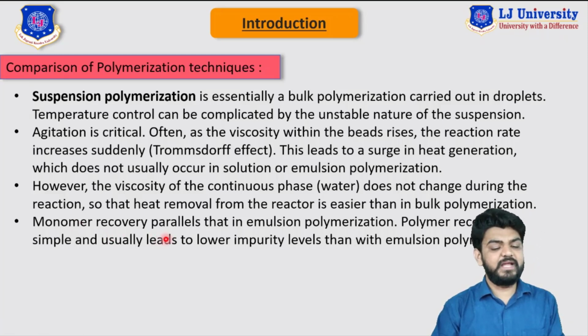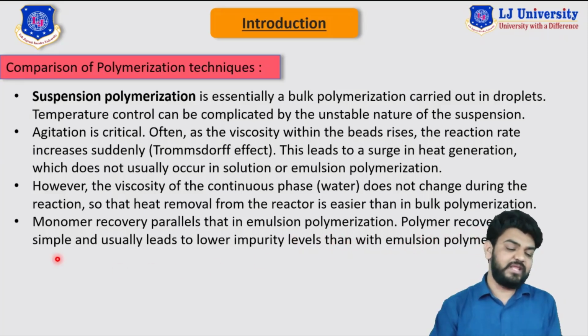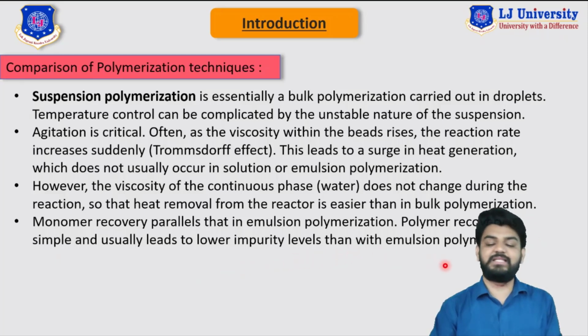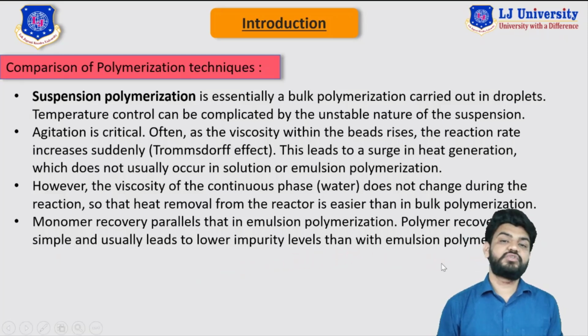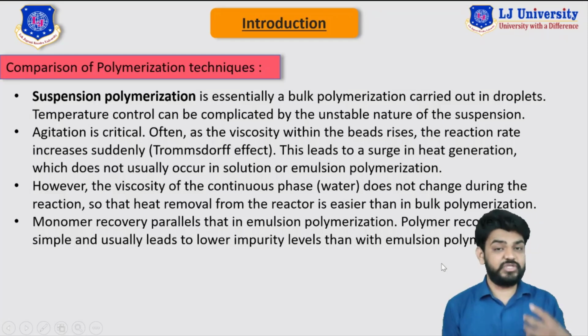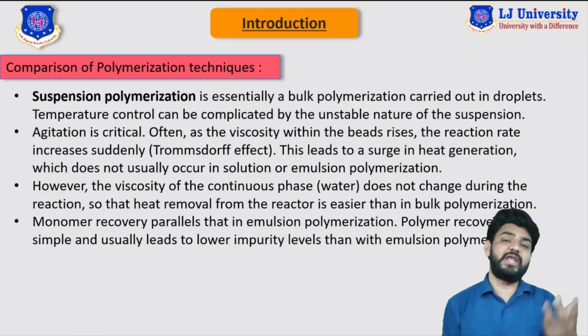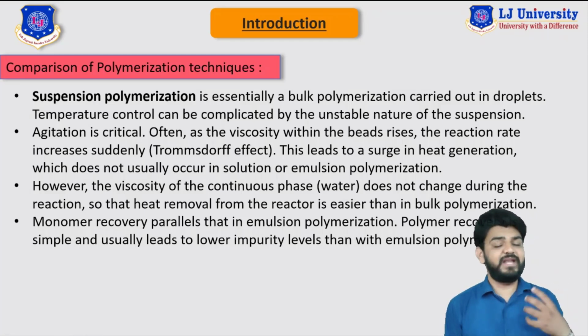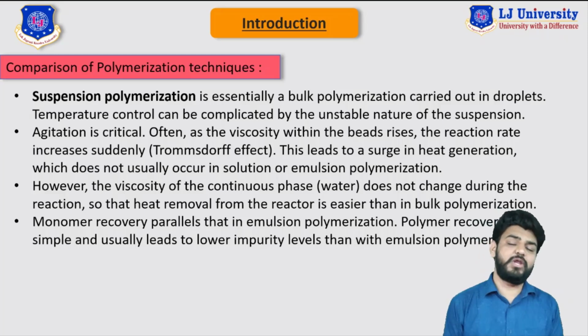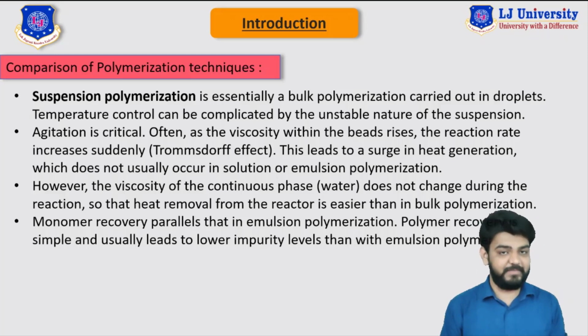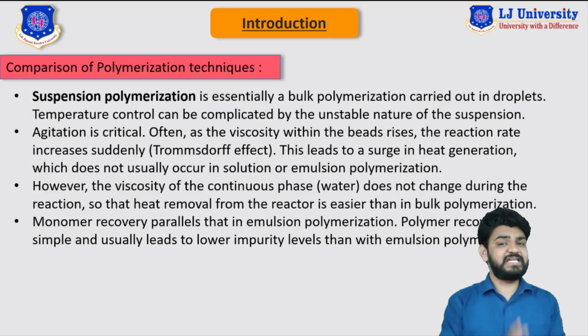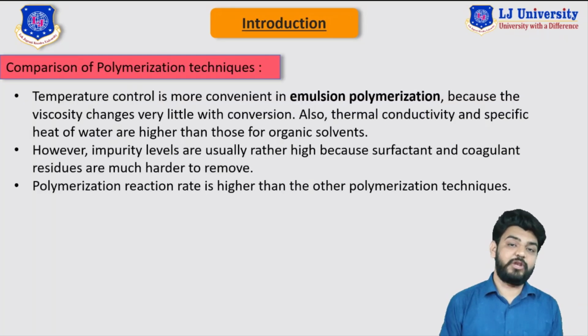Now, monomer recovery parallels that in emulsion polymerization. Polymer recovery is simple and usually leads to a lower impurity level than emulsion polymerization. So with suspension polymerization, we can achieve a higher grade of polymer. That means we can achieve higher purity of the polymer compared to the emulsion polymerization technique. Now, having discussed this, let's move to the last technique, emulsion polymerization.